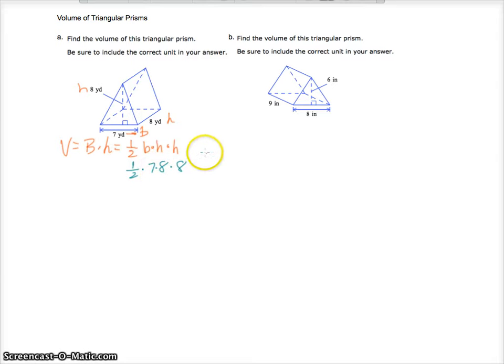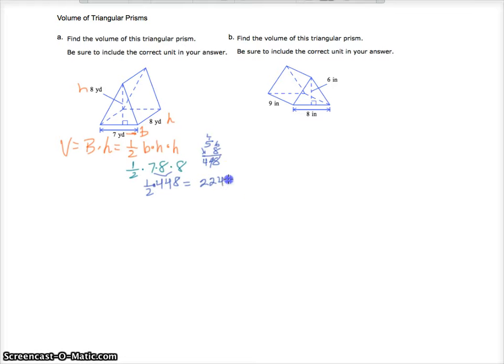Well, 7 times 8 is 56. 56 times 8. 8 times 6 is 48. 8 times 5 is 50. Or excuse me, 8 times 5 is 40, plus 4 is 448. So this all multiplies to give me 448, and I want to do times 1/2. Well, 1/2 is the same as divided by 2. So we're going to do 448 divided by 2, and that's going to be 224.